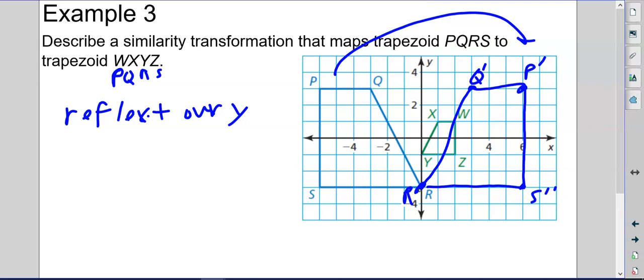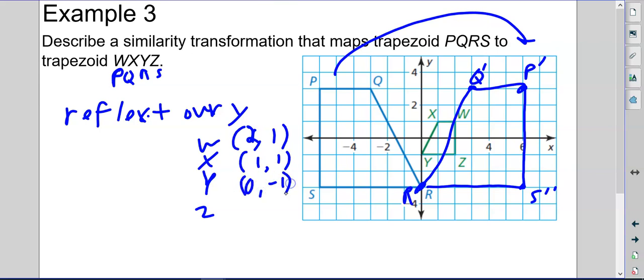Now, let's look at my final points. W, X, Y, Z, to see if we can see the math that's going on. W is at 2, 1. X is at 1, 1. My mistake. Y is at 0, negative 1. And Z is at 2, negative 1.